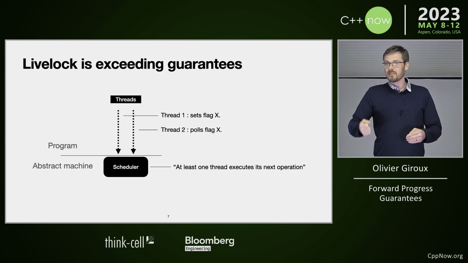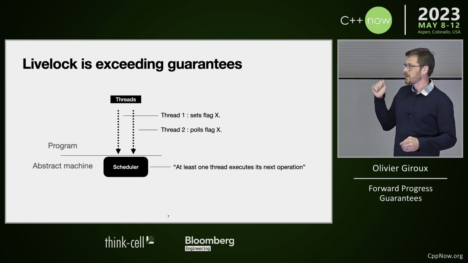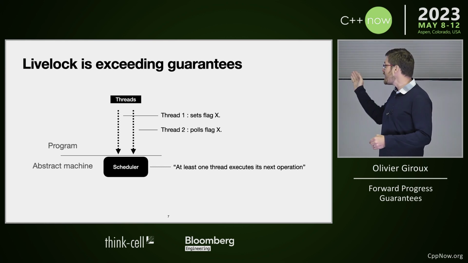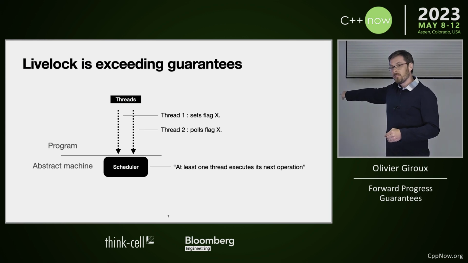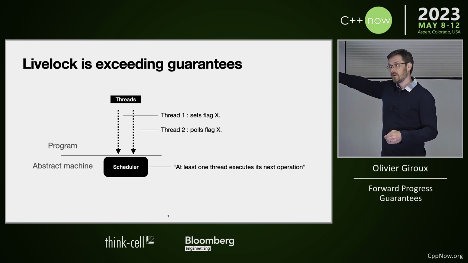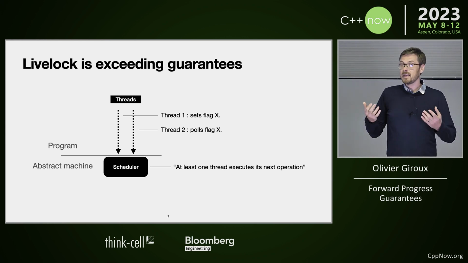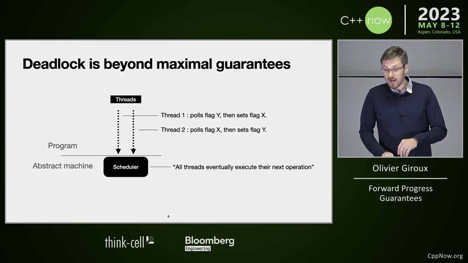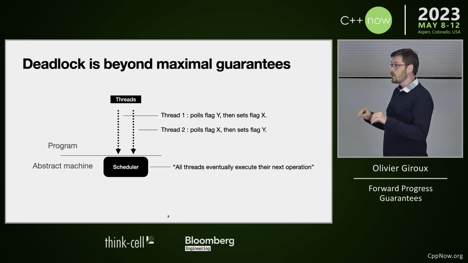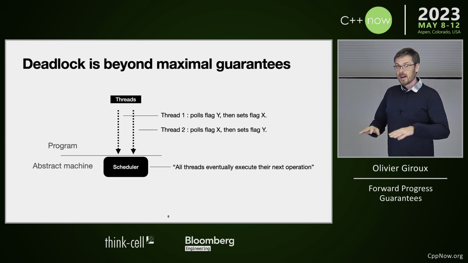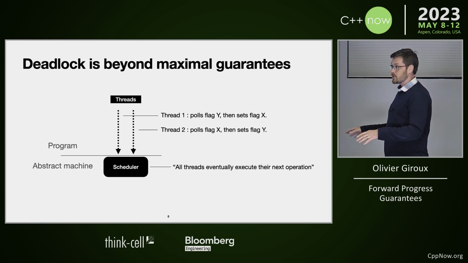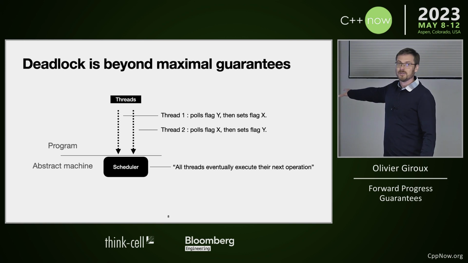And thread 2 loads the flag and it's not the right value. And then the scheduler picks thread 2 again and it loads the flag and it's not the right value. And it never picks thread 1. So with a guarantee as weak as the one at the bottom, I cannot write code like what I described at the top. I get a live lock. Okay, a deadlock is code that goes beyond the maximal guarantee. There is such a thing as the maximal guarantee, a scheduler that promises that all threads at all times eventually execute their next operation. And a lot of people like to think that that's the only guarantee that's valid, but this is the maximal guarantee.